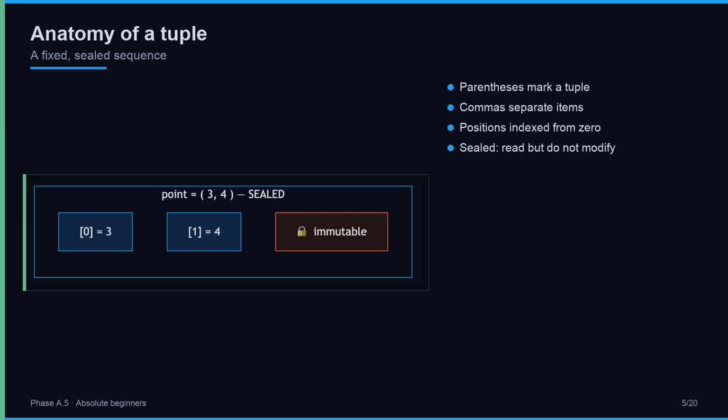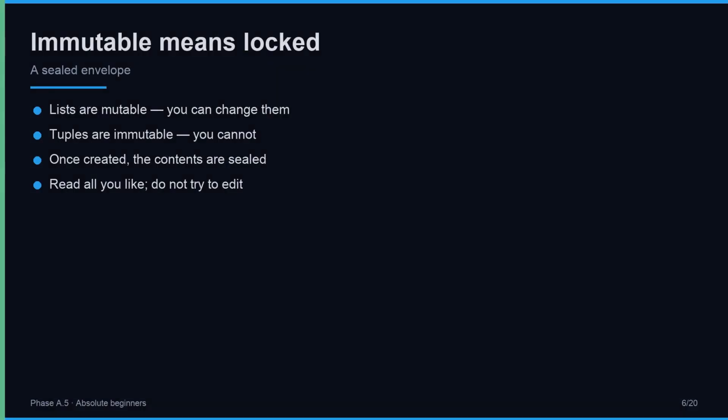You can read what is at each position. You cannot reach in and swap a value. Think of it as a row of locked glass boxes. Read but do not touch. Immutable is the key word. A list is mutable: you can append, remove, sort, and assign. A tuple is immutable. Once Python has created it, the contents are fixed in place.